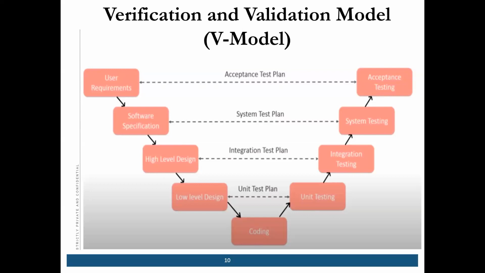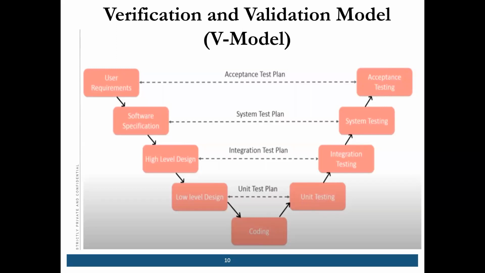It is done without execution of the code. For example, inspection, walkthrough, review, etc. come under verification. Now validation. Validation is a dynamic analysis technique where testing is done by executing the code. For example, functional testing or non-functional testing techniques all come under validation. Is that clear? Verification and validation.